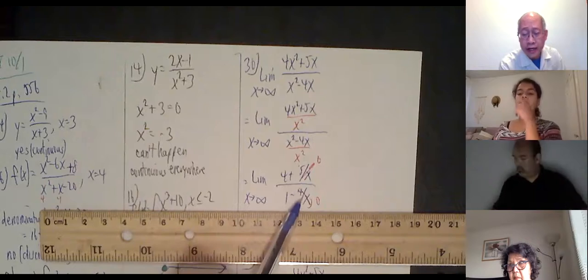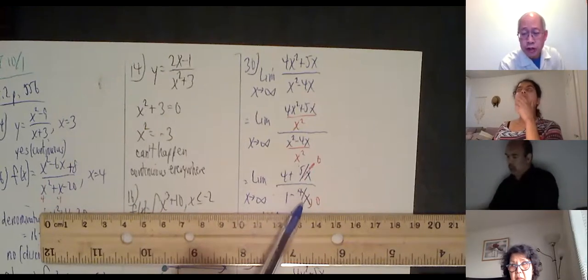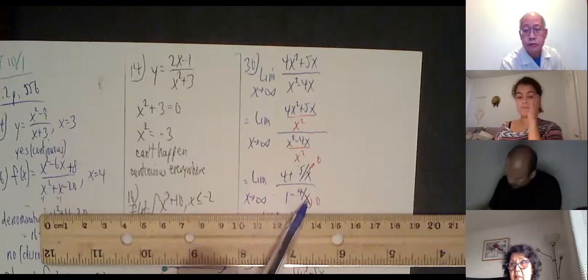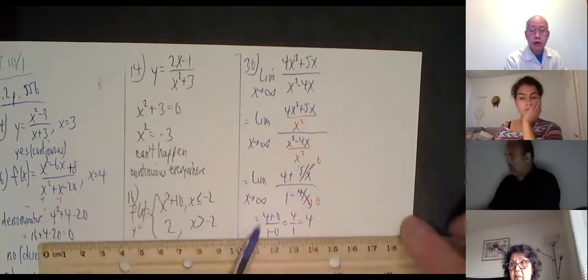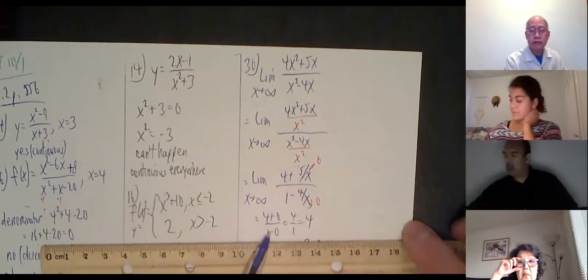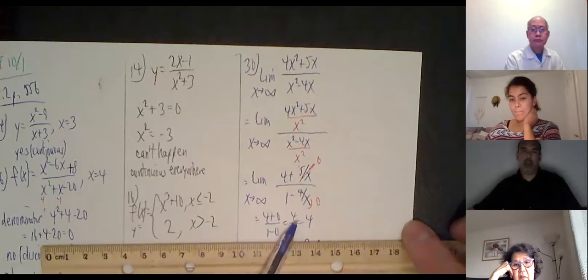Likewise, 4 over x. 4 over 100, 4 over 1,000, 4 over 1,000,000. Those numbers are getting really, really small. They approach 0. So we just have 4 plus nothing over 1 minus nothing, which is 4 over 1, which is 4. So the answer to this one is 4.